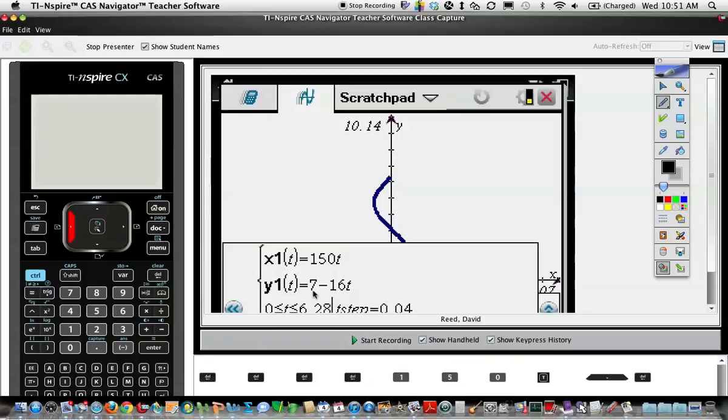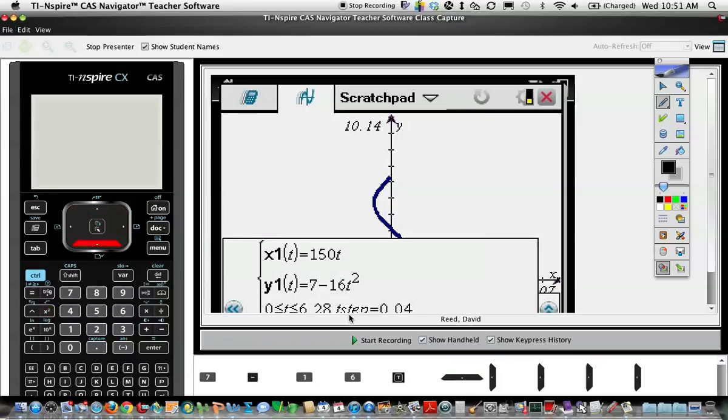What do I use for the t? Make sure that's t squared there on the 7 minus 16. t is time in this problem, so how long is it going to take the ball to get to home plate? Wouldn't take very long, right? So let's go 0 to 1 and see what we get. 0.04, probably good.